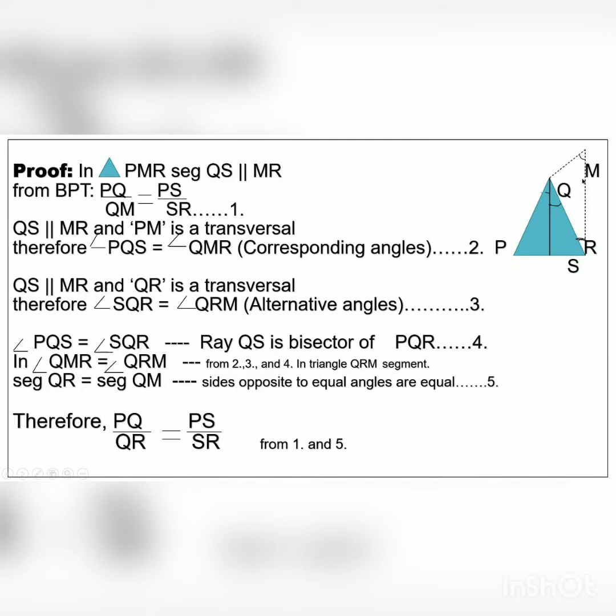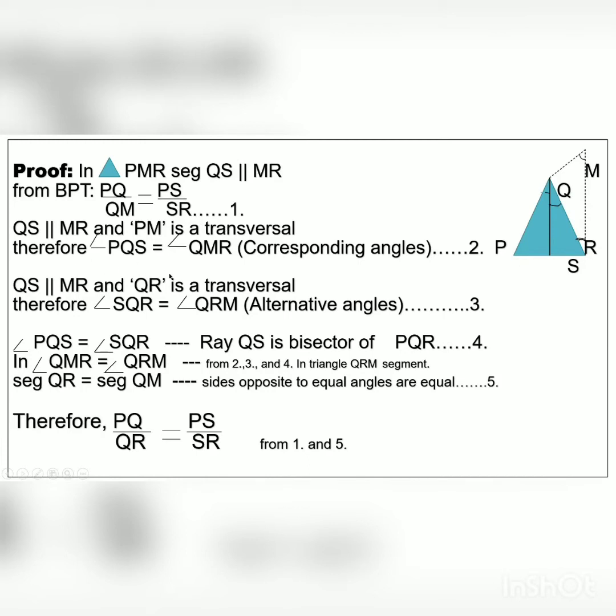In triangle PMR, QS becomes a parallel line to one side which intersects the remaining two sides in distinct points, so you have to use the BPT theorem. From the BPT theorem, you can write PQ upon QM is equal to PS upon SR. This is our equation 1.